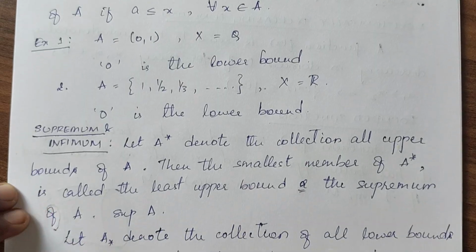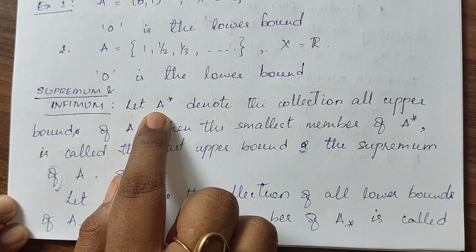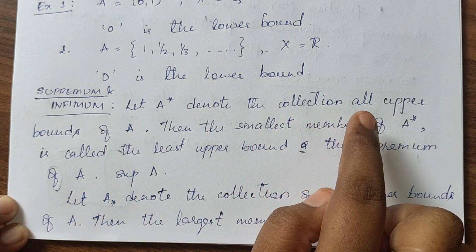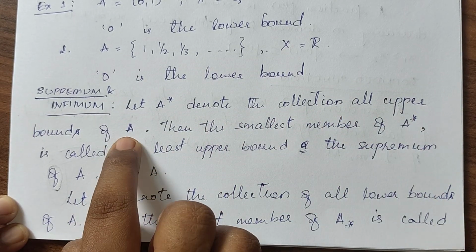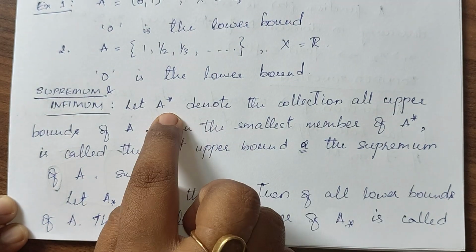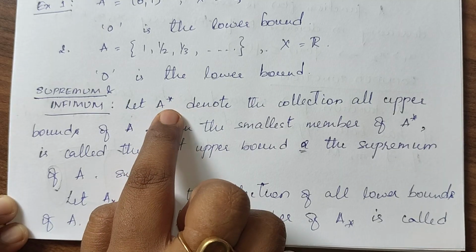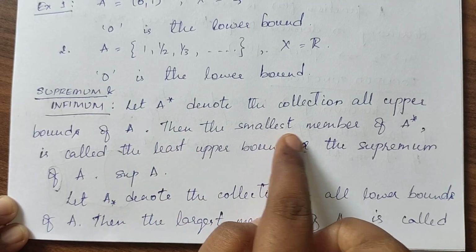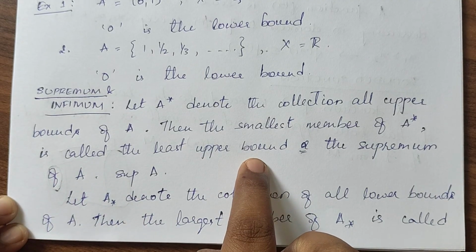Here, what I am denoting by A upper star denotes the collection of all upper bounds of A. I have taken those upper bounds and kept those elements here in A star. Then the smallest member of A star is called the least upper bound.